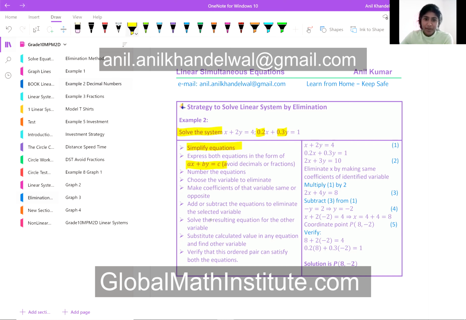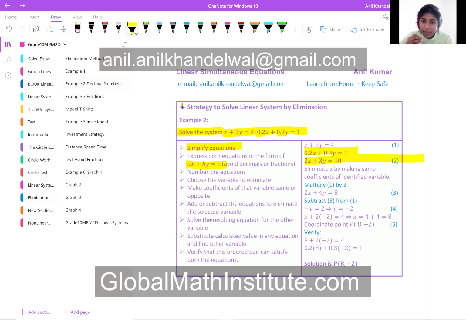Yes. So the first equation, x plus 2y equals 4, is in the right form. There are no fractions or decimals, so we can leave it like that. The second equation, we can clearly see decimals, so we'd have to do something about that. Both are to one decimal place, so we can get rid of the decimals by multiplying the whole thing by 10. So we get 2x plus 3y equals 10.